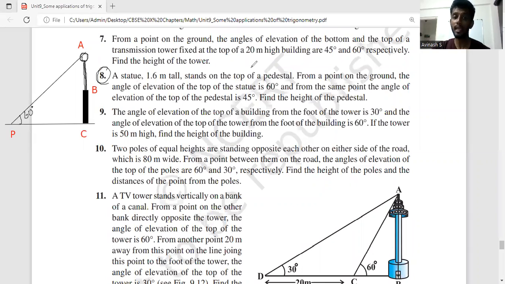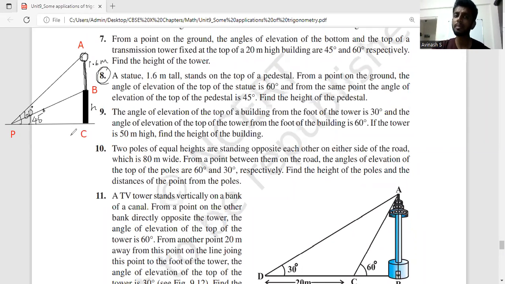And from the same point, that is from P, the angle of elevation of the top of the pedestal. Pedestal means the top of the pedestal is also the bottom of the statue. And that is given as 45 degrees. It's a very similar question to the previous one, quite the same. So find the height of the pedestal. The statue is given as 1.6 meters and the height of the pedestal is what we are supposed to find.